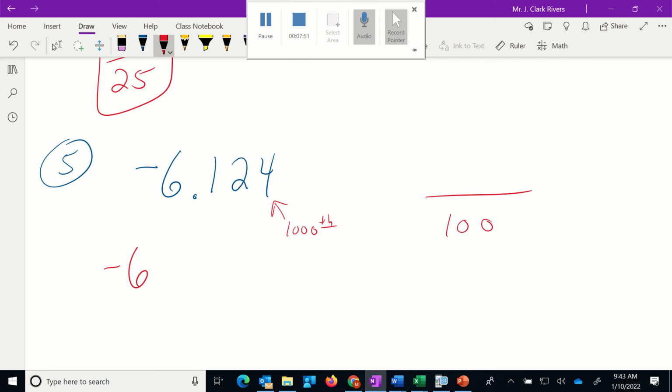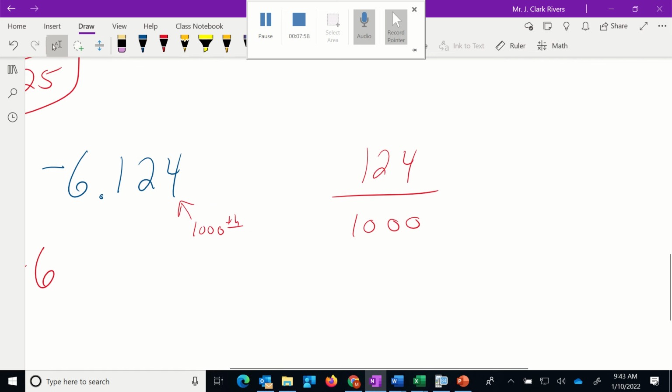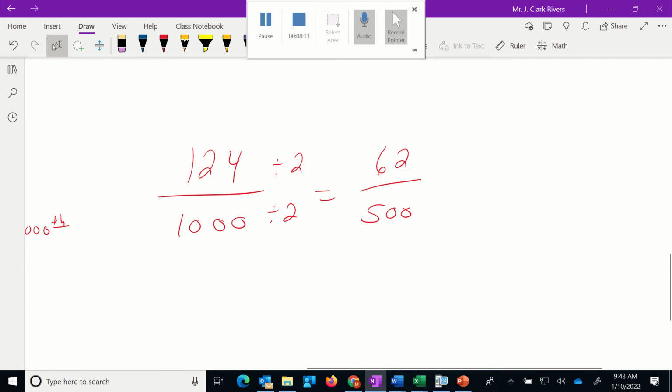Campbell, what needs to go in that numerator? 124. Very good. Kendall, we can divide both these by what? 2. And we get 500 in the denominator. What's in the numerator? 62. Can we divide again? Yeah. What do we get?